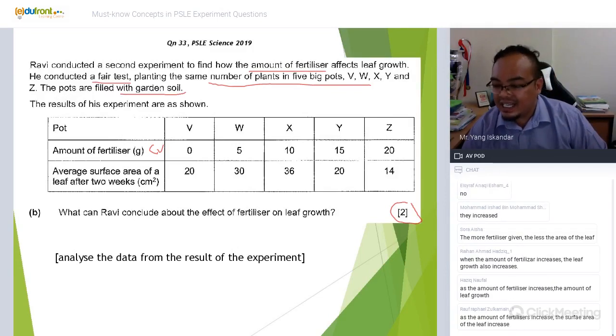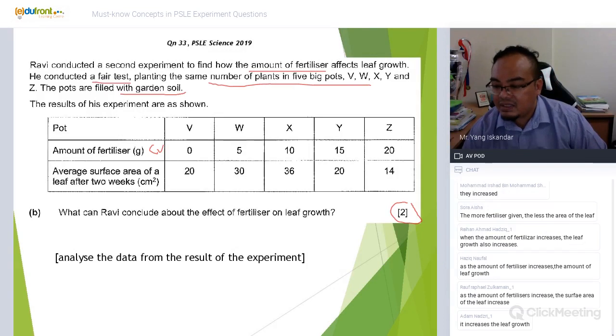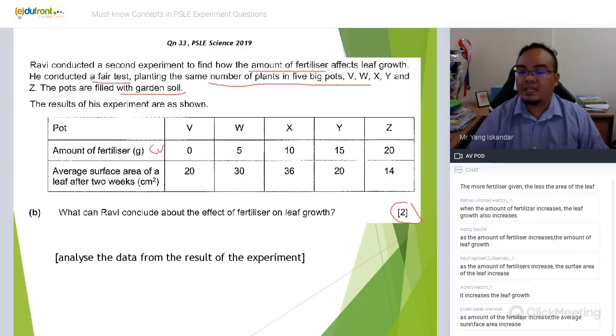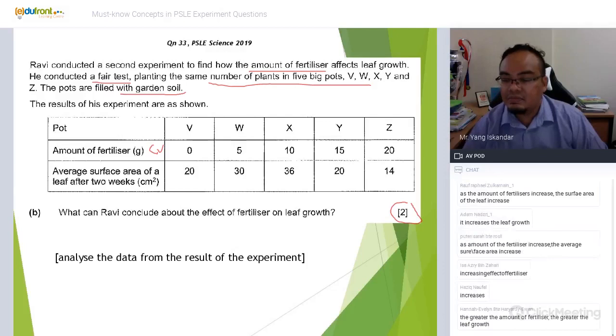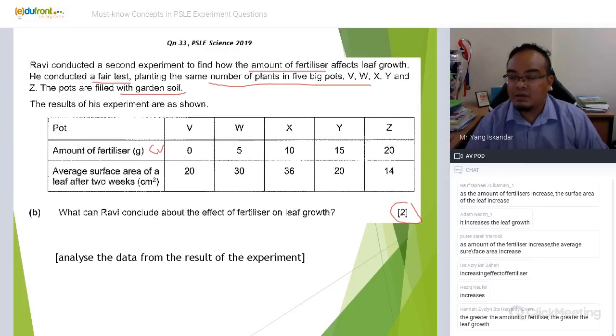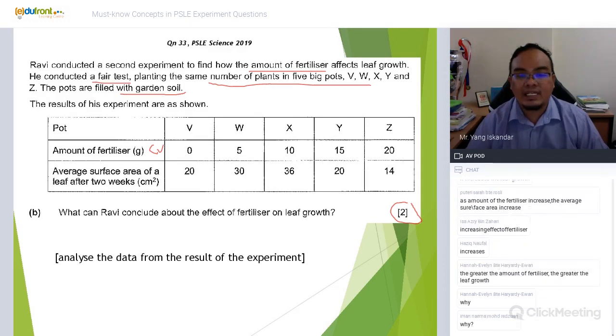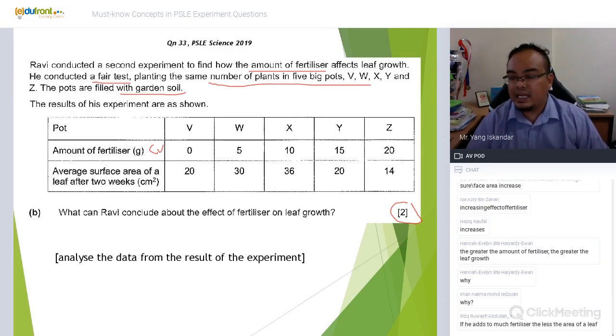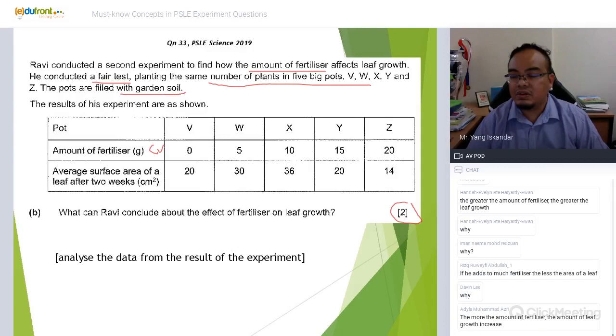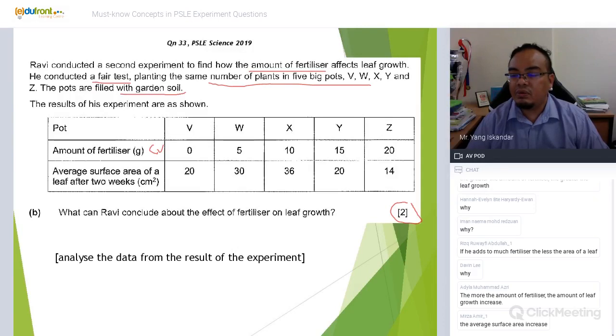Okay. As the amount of fertilizer increases, the amount of leaf growth increases. So you can see here, a lot of you got problems. A lot of you, maximum, you get 1 mark. You all know why you all get 1 mark only? Please read carefully. Analyze the data properly. Most of you, maximum, you get 1 mark.